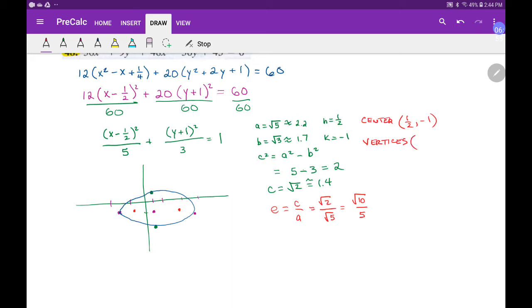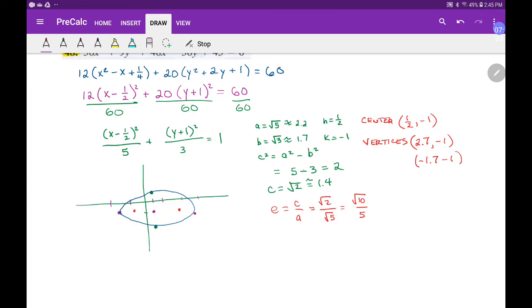The vertices are, I wish I'd have done this while I was doing it. Let's see. We'll say 2.7. We're still at -1. And also, we will subtract 2.2 from 0.5, and we'll get -1.7. Does that make any sense? I think so. -1.